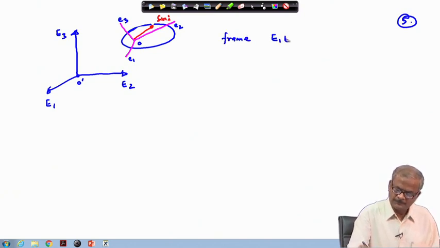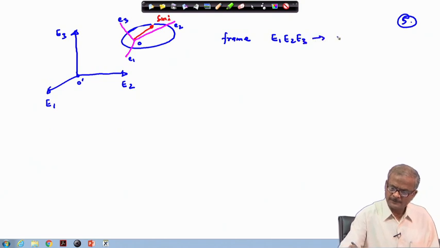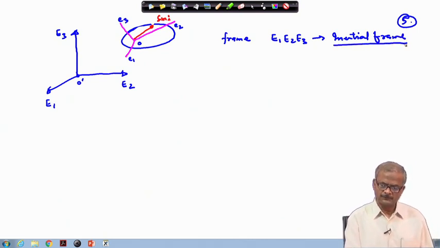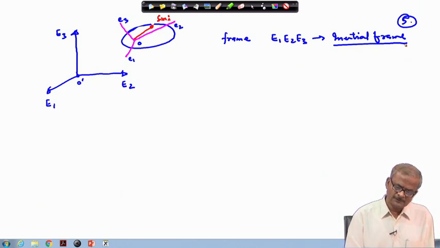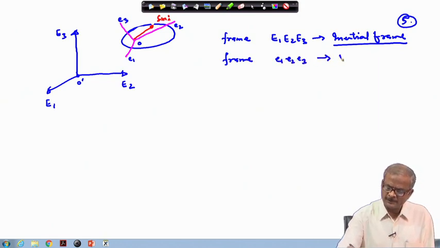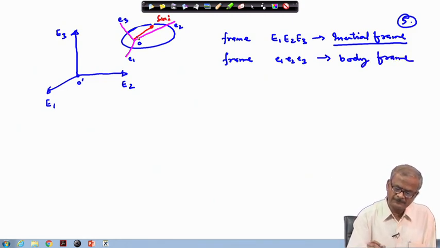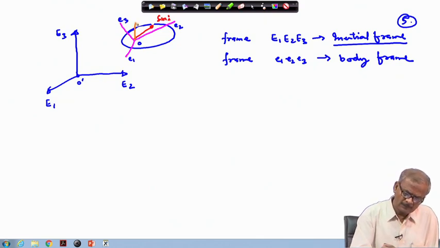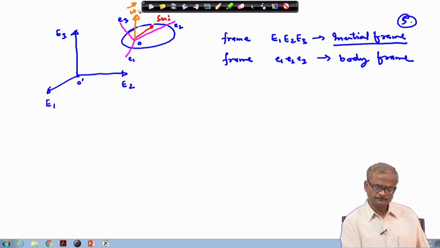Frame E 1, E 2, E 3, this we call the inertial frame, in which we can write the equation of motion, we can apply Newton's law. Okay. And frame e 1, e 2, e 3, we call this the body frame. And this is a rotating frame. So, the rotation direction we can show as, let us say this is the rotation direction omega.